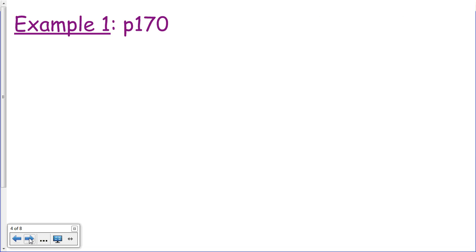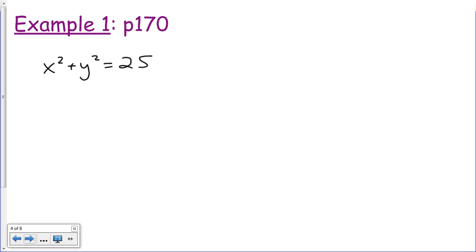All right, so let's try a couple of examples. Look at example 1 there on page 170. It says, consider the implicit relationship x squared plus y squared is equal to 25. And they give you a sketch of that over there on the right. And notice that's the equation there for a circle centered at the origin with a radius of 5.